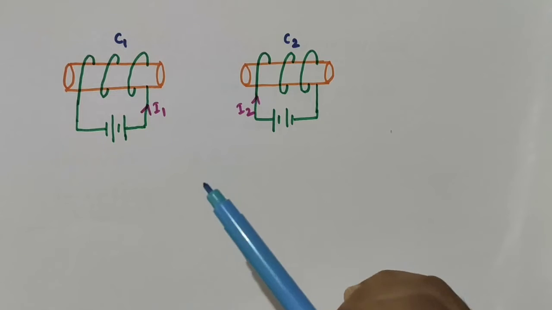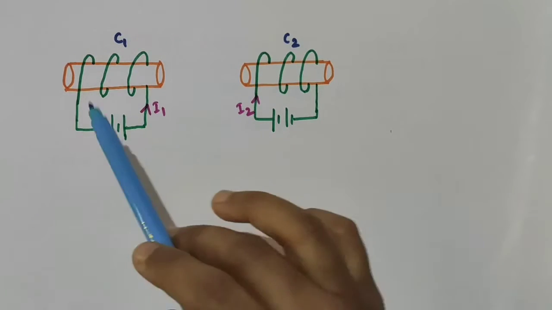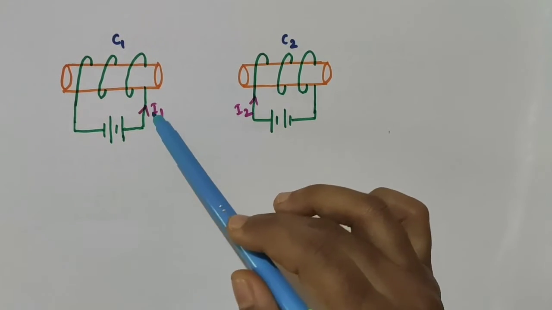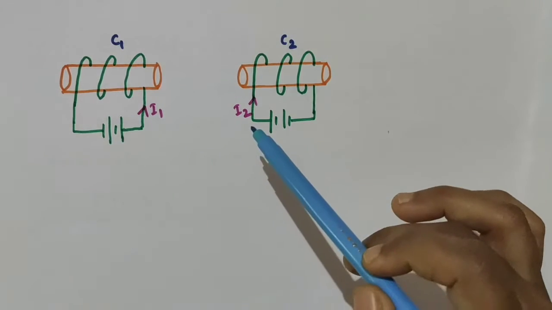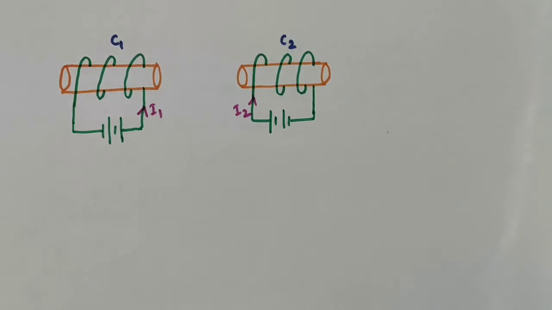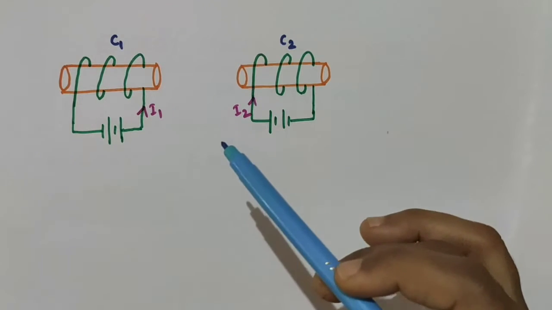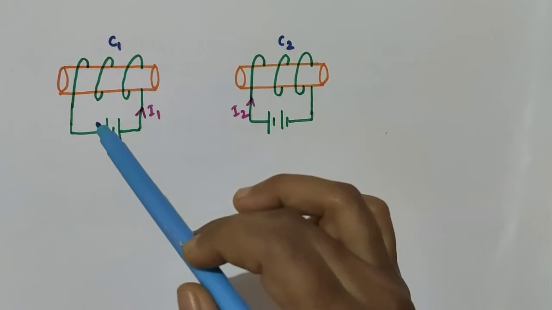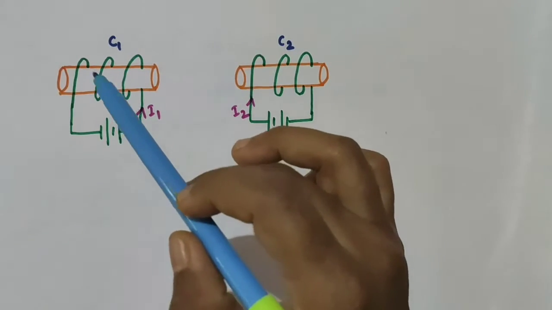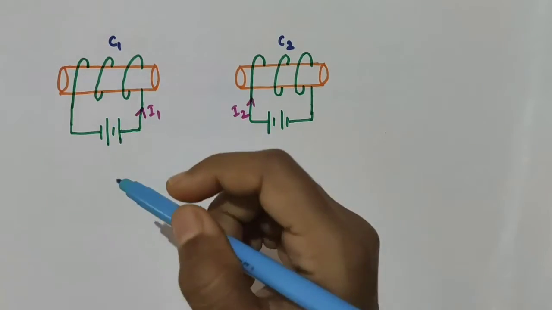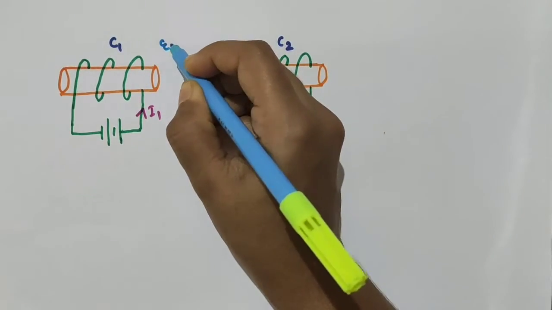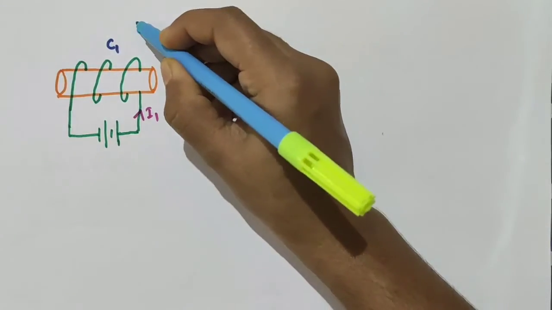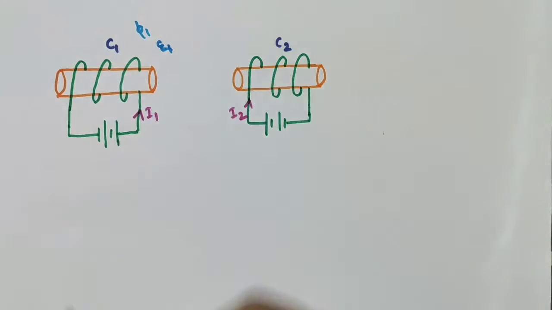Now, consider the general case of currents flowing simultaneously in two nearby coils C1 and C2. Here, let I1 be the current flowing through coil C1 and let I2 be the current flowing through coil C2. Now, if we take the flux linked with one coil, for example the flux linked with this coil C1, that flux can be taken as phi 1.